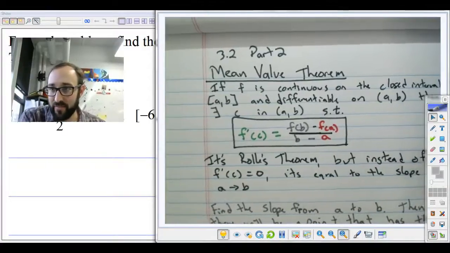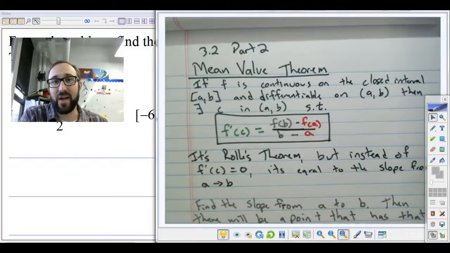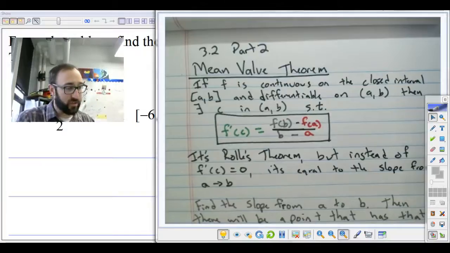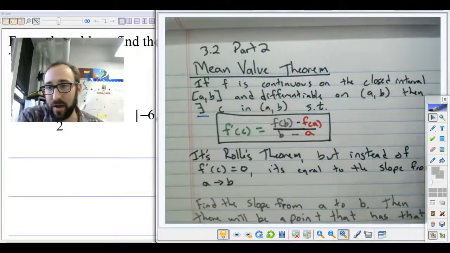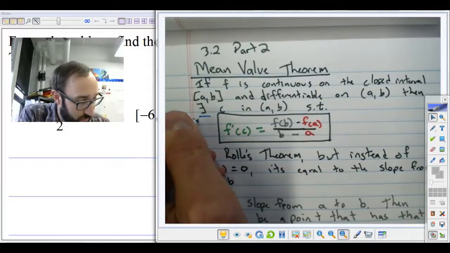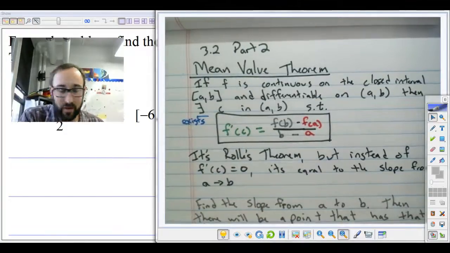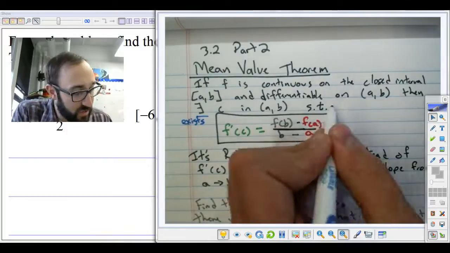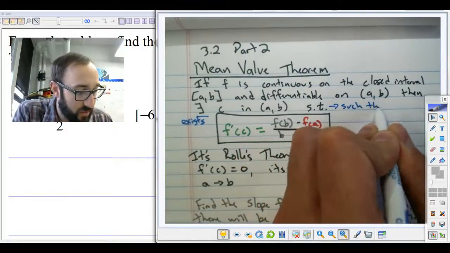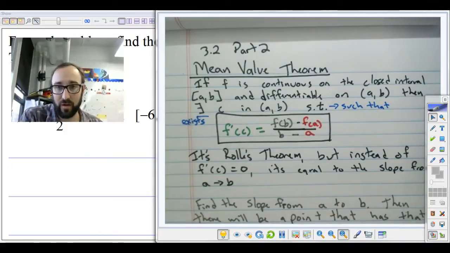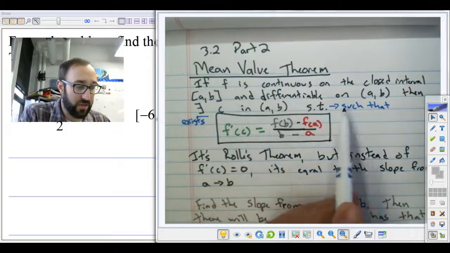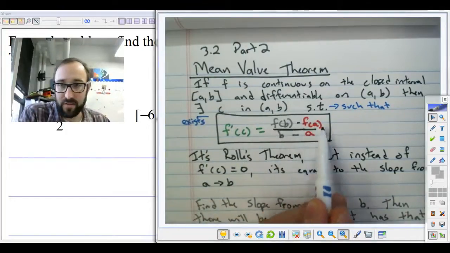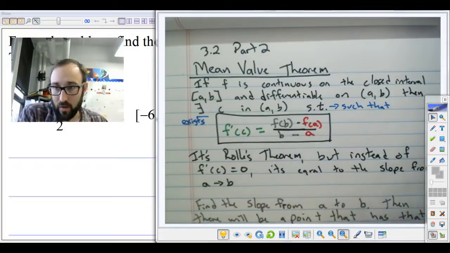It says if f is continuous on the closed interval [a, b] and differentiable on (a, b), then there, and you say, what does this mean? Capital E backwards means there exists. So there's a c somewhere in (a, b), and you see this s.t., that just means such that. That's just some shorthand, so we don't have to write all this stuff over and over again. So there exists some c in (a, b) such that f prime of c equals f of b minus f of a over b minus a, which you should say, oh, I think I know what that is. I've seen that before.